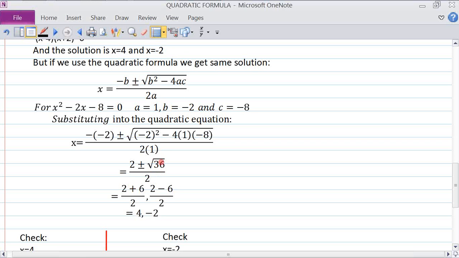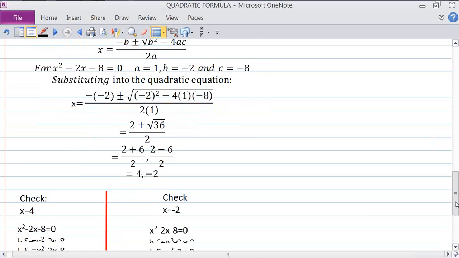The root of 36 is 6. And we have two possible solutions, 2 plus 6 and 2 minus 6. 2 plus 6 is 8, divided by 2 gives us 4. 2 minus 6 over 2 gives us minus 2. Lo and behold, the answer we get from the quadratic equation is exactly the same as we get from factoring. Doesn't make any difference. It has to give us the same answer.